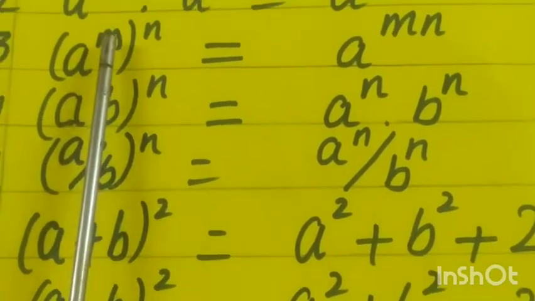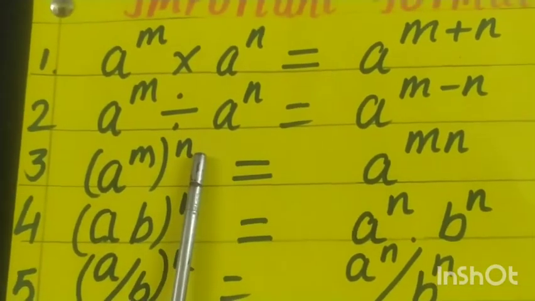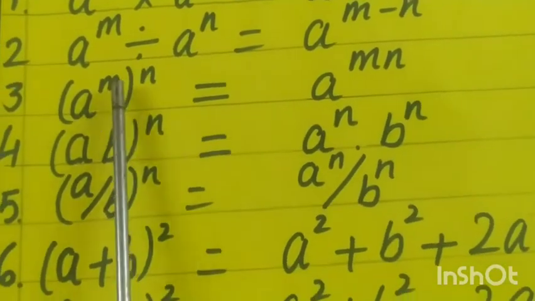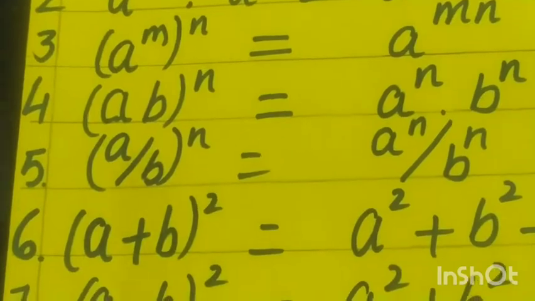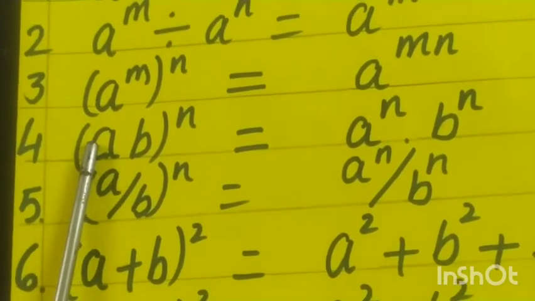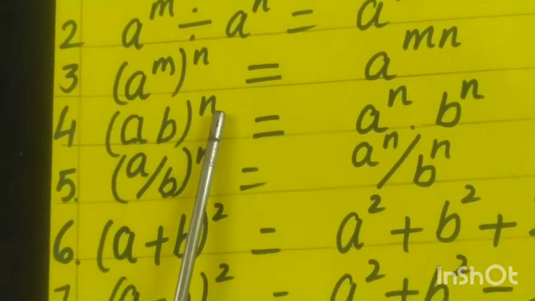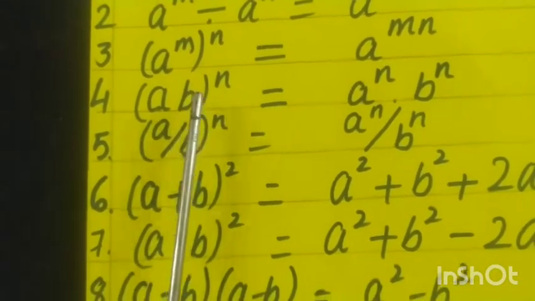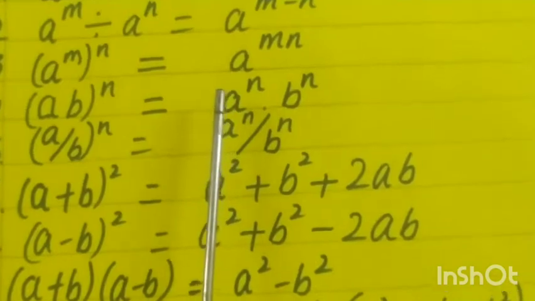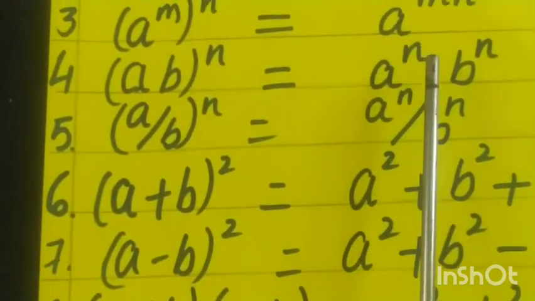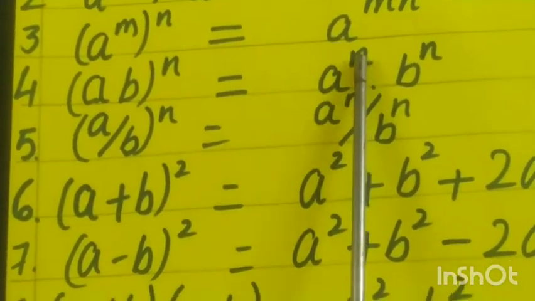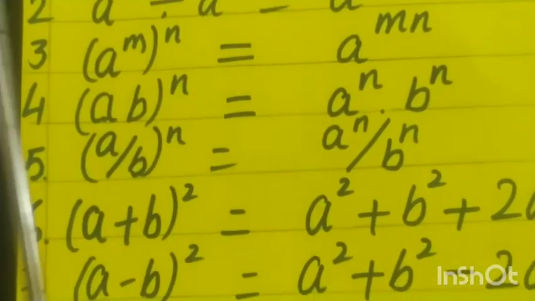Next, a to the power of m whole thing to the power of n is equal to a to the power of m into n. That means you have to multiply the powers. Next comes the fourth one, that is a into b whole thing to the power of n. Here we have two different bases. So that means we have a to the power of n into b to the power of n. We have to multiply separately with its power.